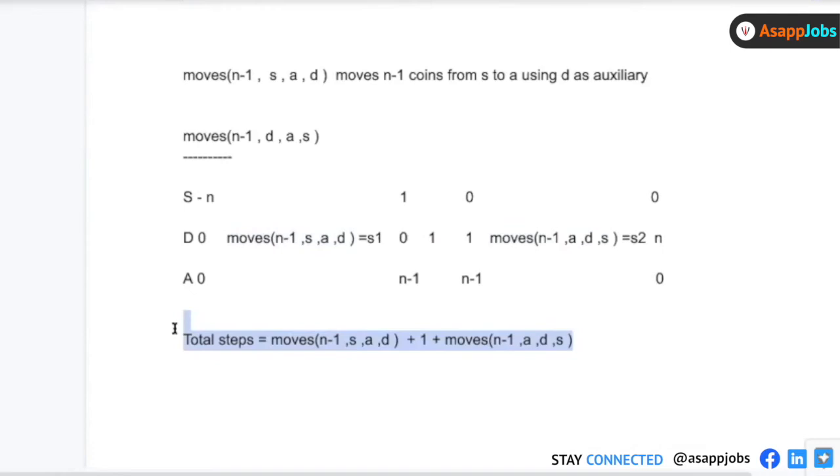Now let's try to write the recursive code for the same, now that we have understood the logic. So I write this function, public int moves, and then int n, char a, char b, char c.